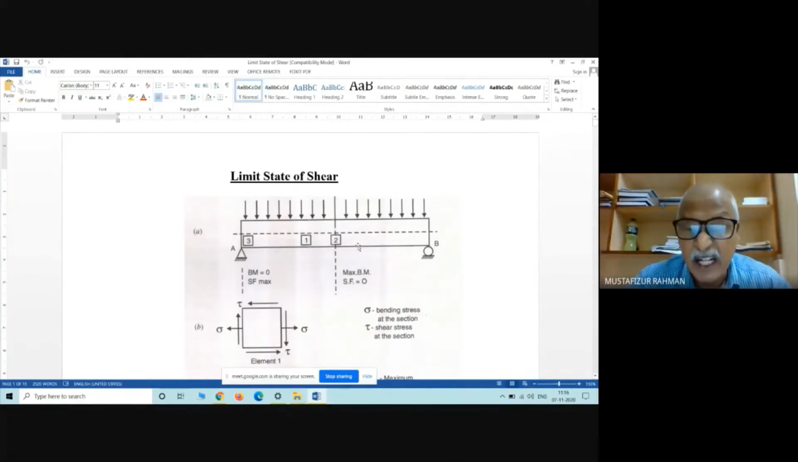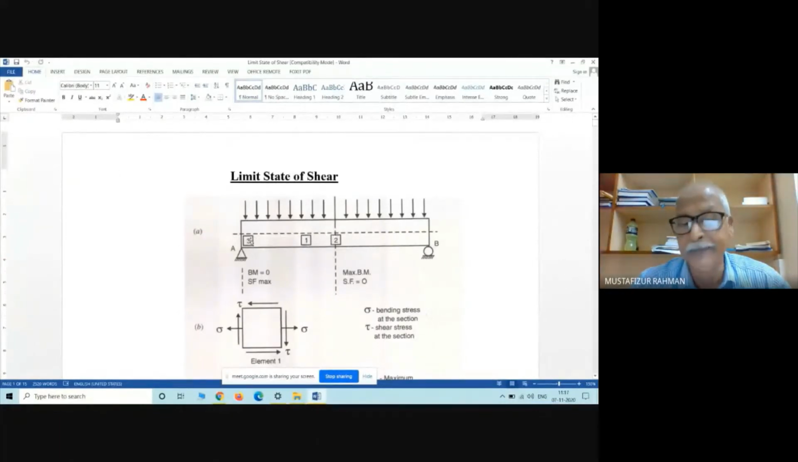So it is observed that at point 2, bending moment is maximum, shear force is 0. At point 3, shear force is maximum, bending moment is 0. So from the bending moment point of view, we do not require any reinforcement here. From the shear point of view, we do not require any reinforcement here. So in between, as we move from midspan to support, we can reduce the reinforcement required with respect to bending moment. But contradictory to that, we have to increase the reinforcement for shear as we move from 2 to 3.